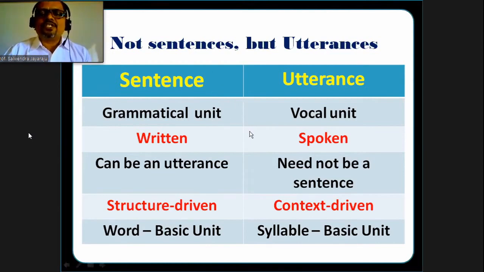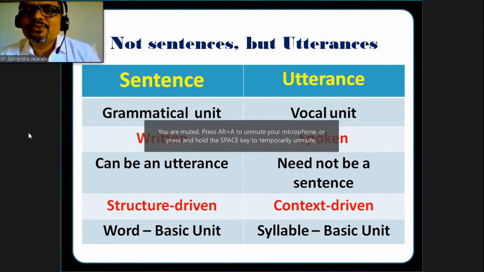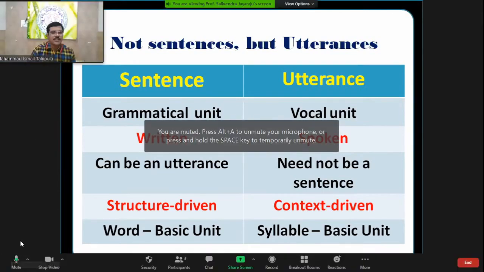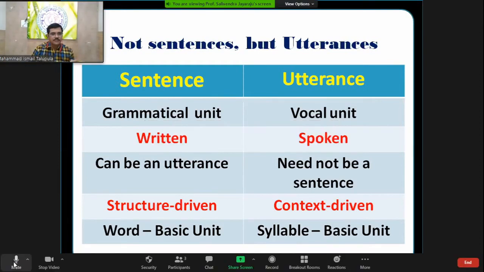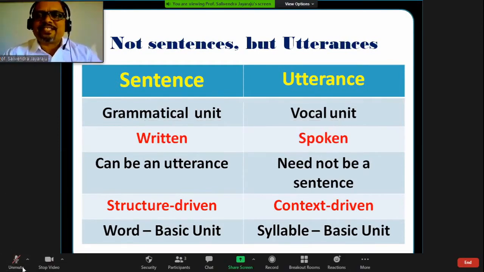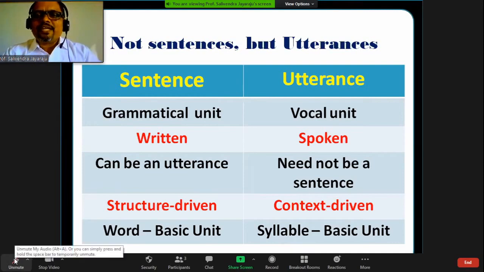Sentence can be an utterance, but utterance need not be a sentence. What does it mean? See, for example, if I ask you something, Ismail Garu, am I audible? Yes or no? Yes, yes, yes. Am I audible? And Ismail Garu was saying yes. If you look at yes, it is an utterance. It doesn't have a grammatical structure.